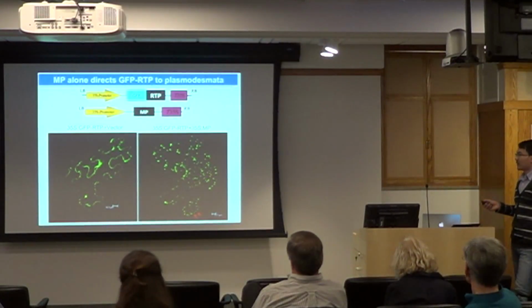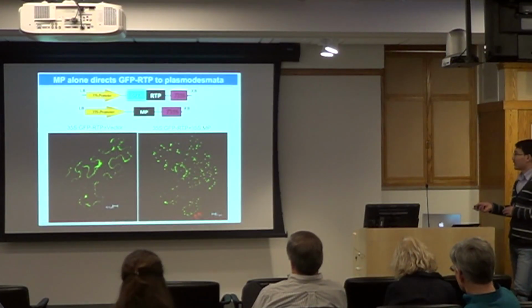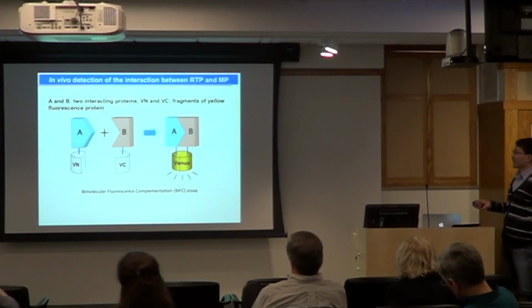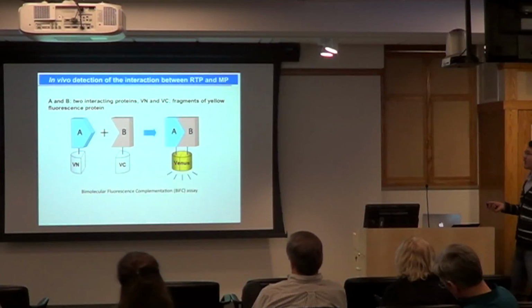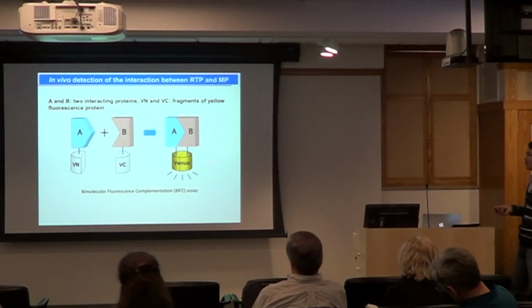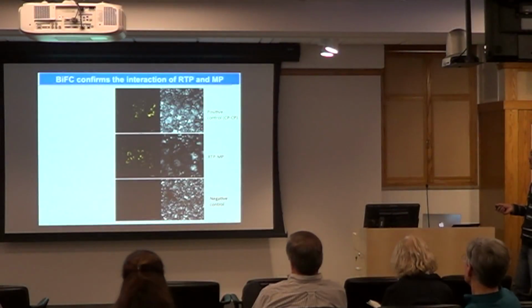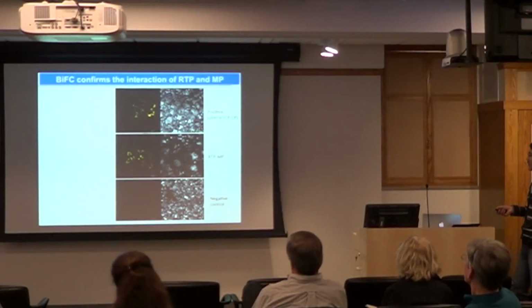Therefore, we studied the interaction between MP and RTP to support whether MP drags RTP to plasmodesmata. So the BiFC assay was carried out to detect the RTP and MP interaction. If these two proteins can interact with each other, we can see yellow fluorescence under the confocal microscope. Here is the BiFC result. We confirmed the interaction of RTP and MP, and we used the virus CP protein as a positive control.